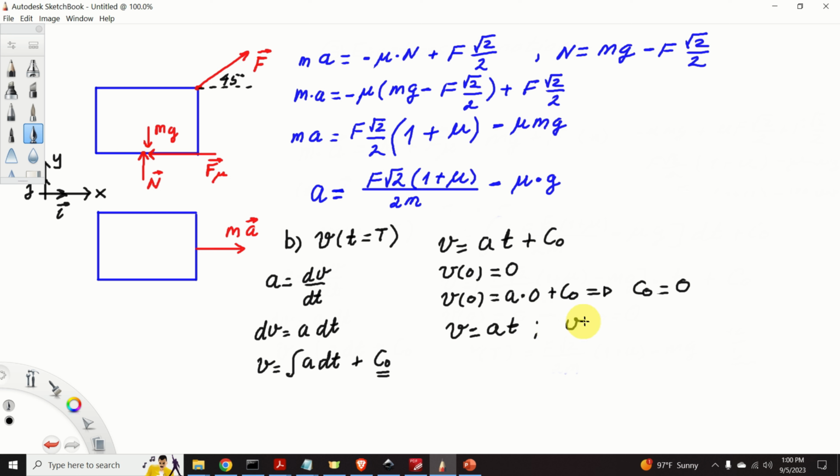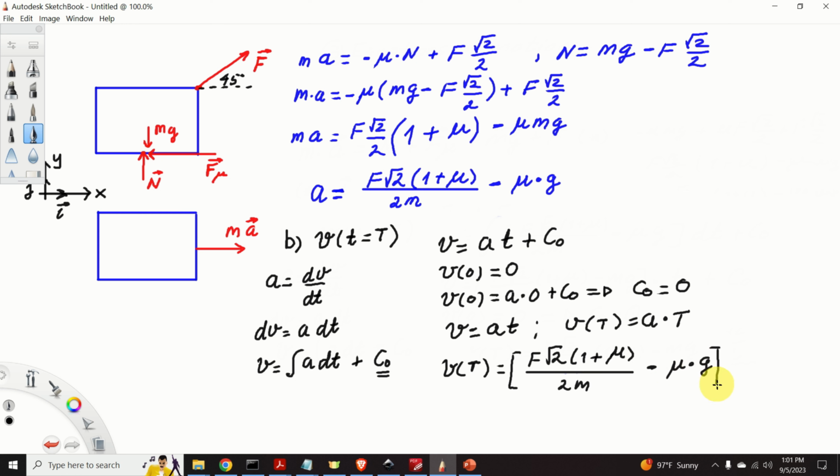And the velocity at the capital T is actually aT. And finally, we can substitute the acceleration from this equation, and we obtain as the result F square root of 2, 1 plus mu, divided by 2m, minus mu times g. And everything should be multiplied by capital T. And that's the solution of the problem B.